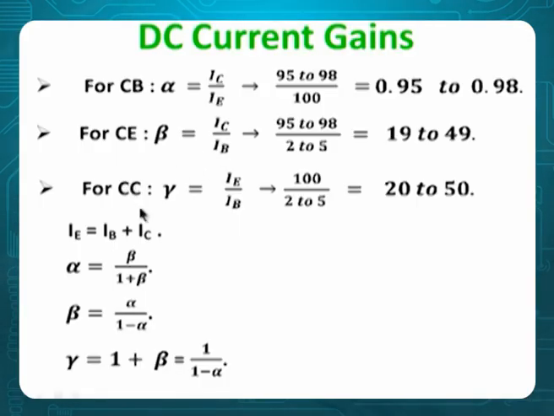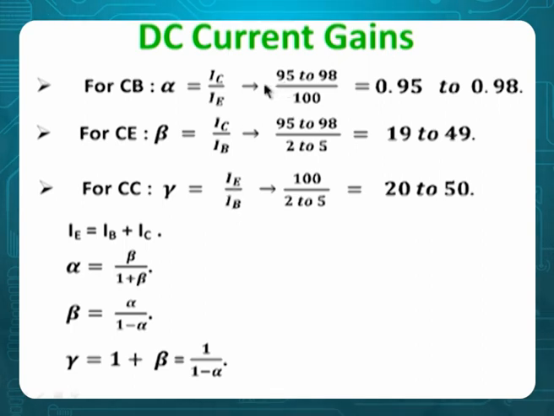Take an example, I took it. Suppose 100% emitter current is coming here. Because doping of the base is less, only 2 to 5% is here. Remaining 95 to 98% is here. Therefore, based on this, I have defined current gains. Common base, common emitter, common collector. Suppose base is common, the base current will not come, so IC by IE. Emitter common, the emitter current will not come, so IC by IB. Common collector, IE by IB.